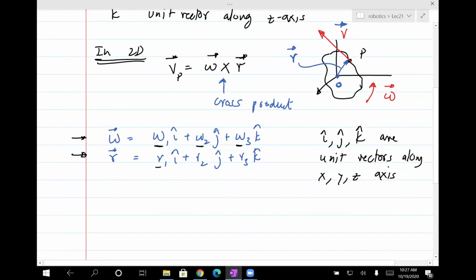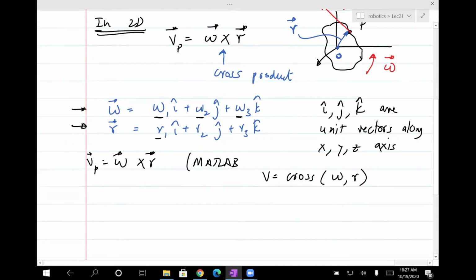So if you want to compute v_P, which is omega cross r, in MATLAB, you simply say v equals cross of omega and r, where you define omega and r as vectors. That's the way you'll do it in MATLAB.